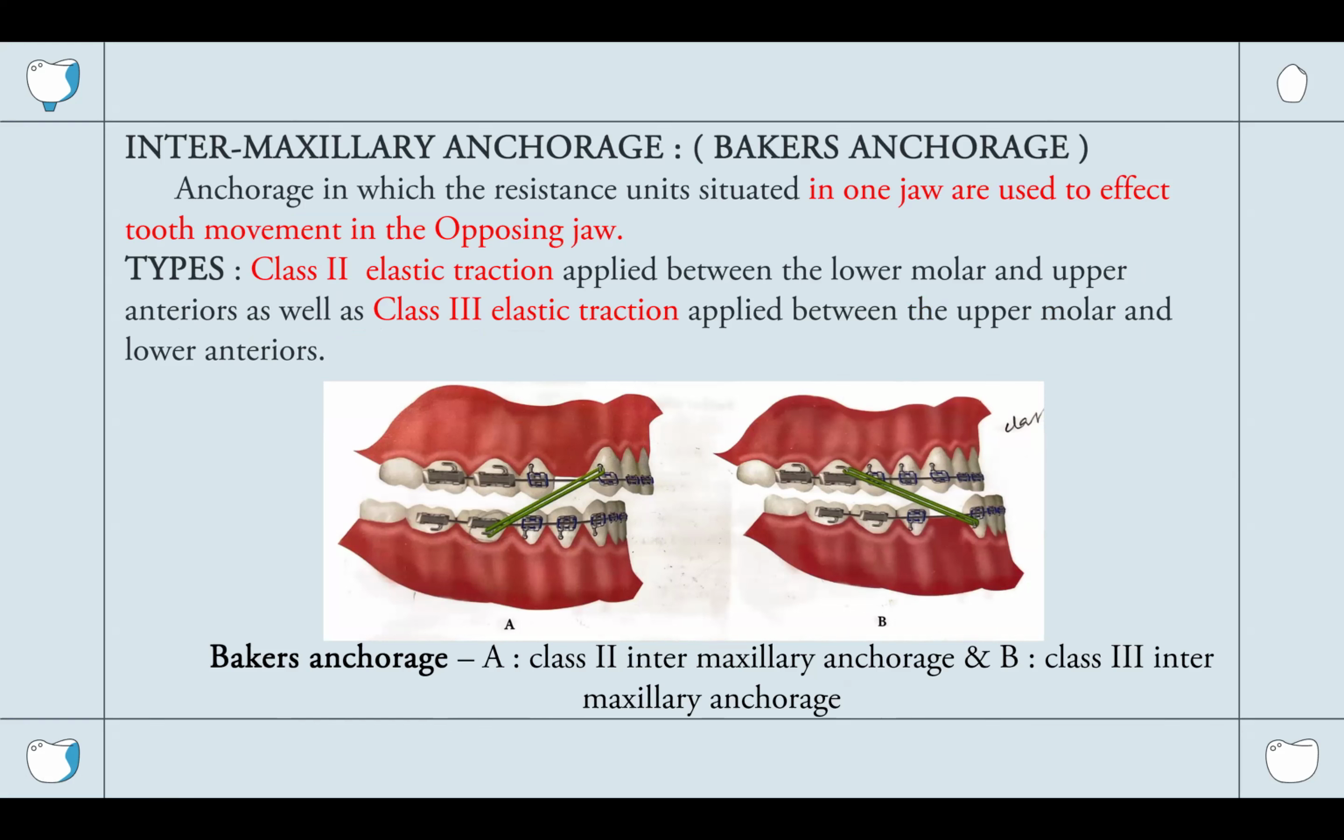We have type 2, that is class 2 elastic traction applied between the lower molar and upper anteriors, as well as class 3 elastic traction applied between the upper molar and the lower anteriors. We have Baker's anchorage A, class 2 intermaxillary anchorage, and B, the class 3 intermaxillary anchorage, as you see in the pictures.